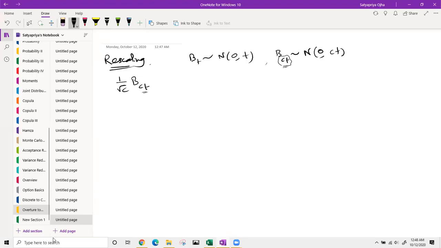So what will be the distribution of this quantity? Normal distribution. The scalar will not affect the mean, so 0, comma. When you are taking variance, it is always the square of the scalar that will enter. So 1 by c times c t, that is equal to normal distribution 0, t. This is another SBM, standard Brownian motion. Rescaling property.